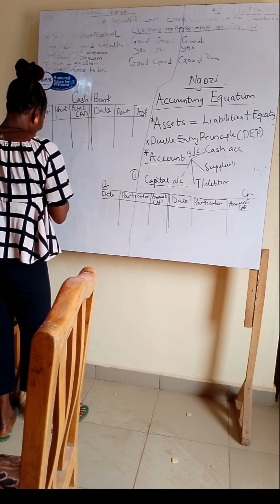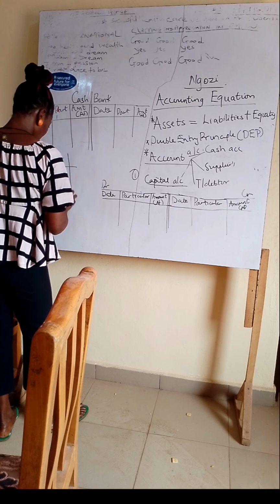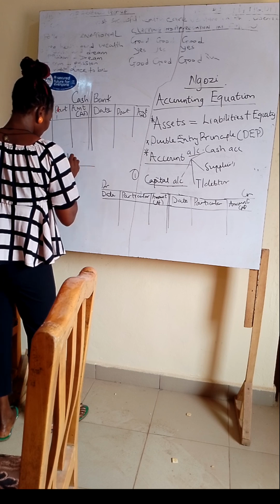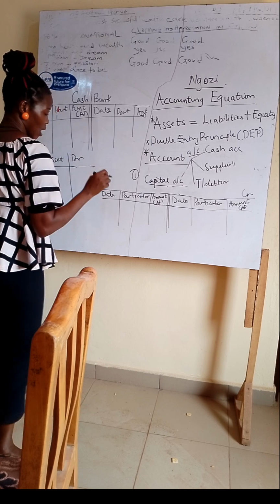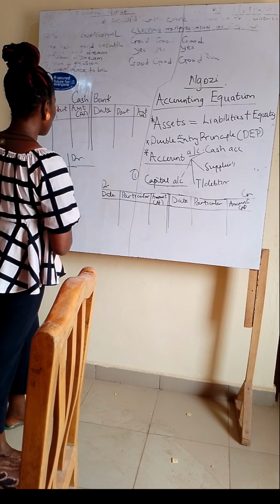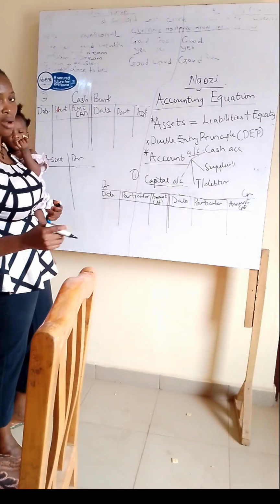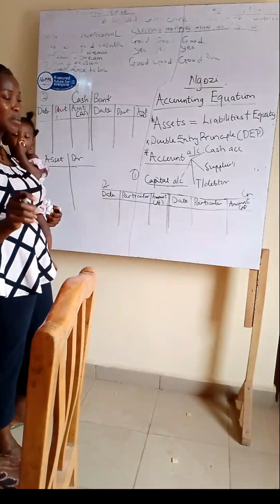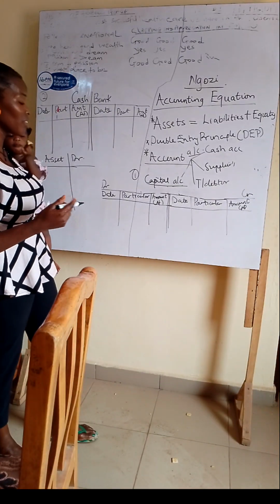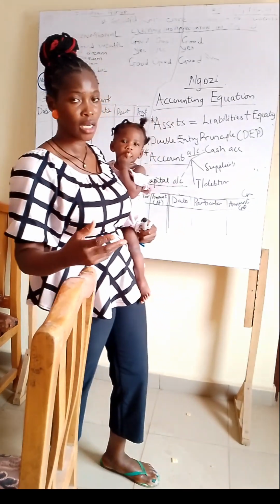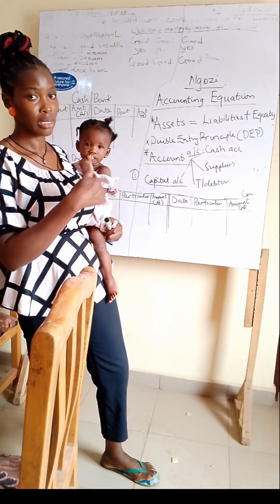if a transaction is an asset, it is recorded on the debit side of that asset account. Okay? If a transaction is an asset, like for instance, cash is an asset. Alright? So therefore, the cash is recorded on the debit side. Now, if the transaction with respect to asset increases, it is recorded where? On the debit side.